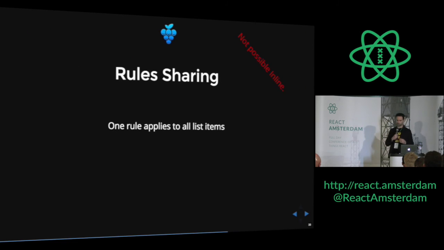You also get rule sharing for free, which means that if you have a list with hundreds of items in it, you need to apply styles to every item. Once you use inline styles, you need to do it for every item. Once you use normal CSS or JSS, which is the same, you generate just one rule, and after that, it's applied to all elements. And this might be a huge performance benefit.